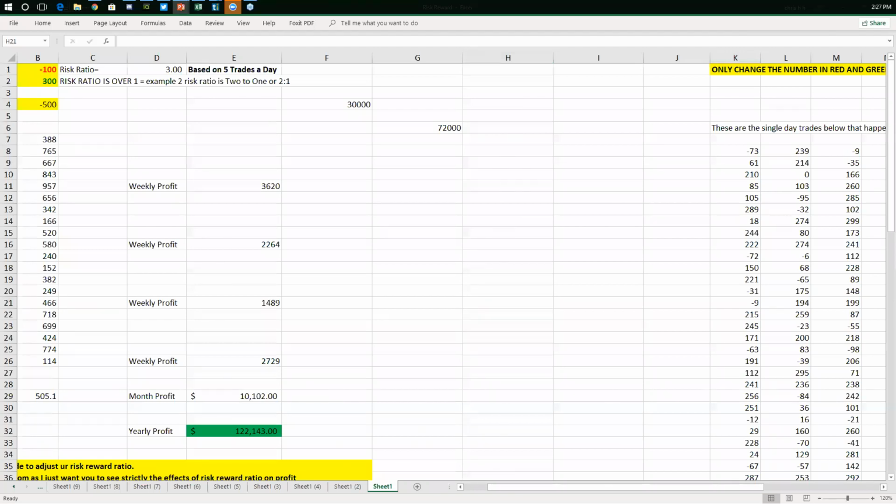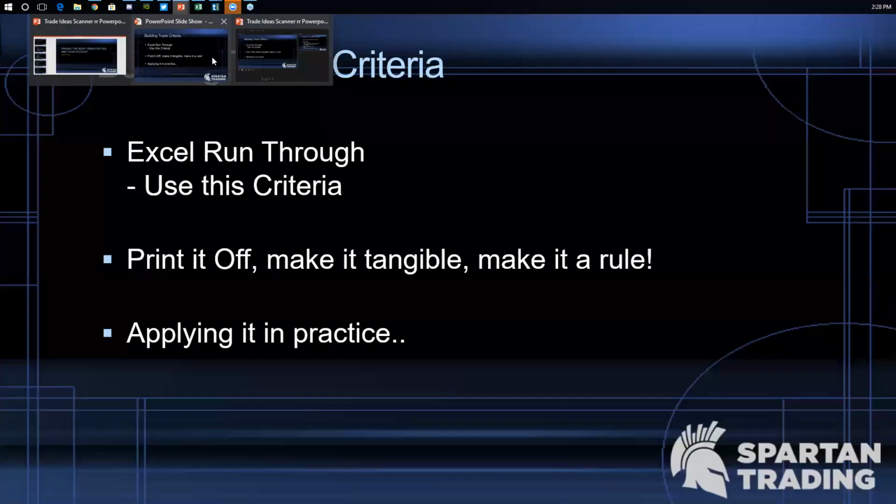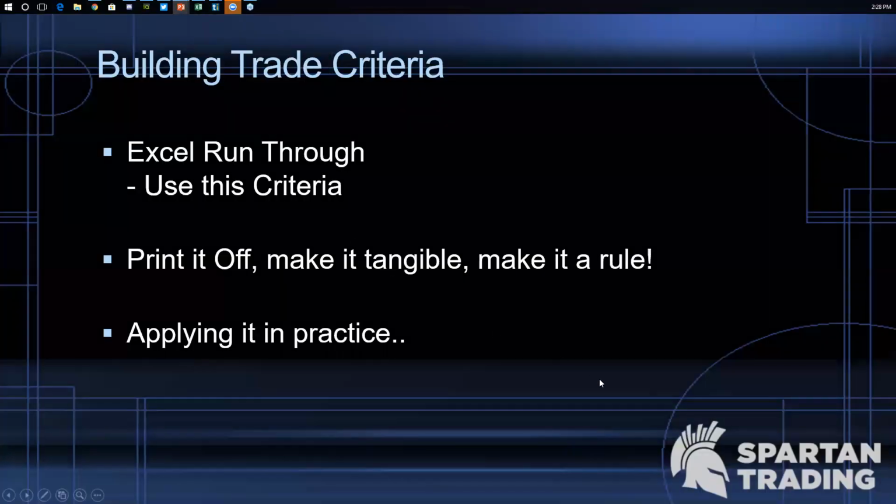Now I want to go back to that PowerPoint. Let's see here. Right there. Go back to that PowerPoint and just recap here. So, building that trade criteria: use the criteria, print it off, make it tangible. I think it's really important that once you develop that criteria, you actually make it tangible, in terms of having a hard copy in front of you and a calculator as well.